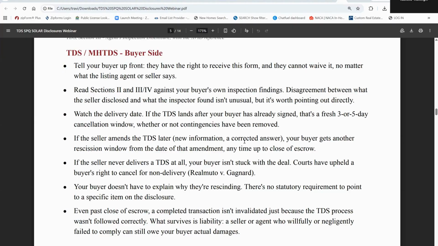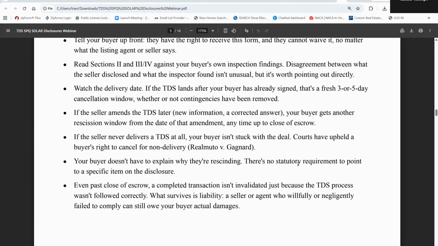If the seller amends the TDS later with new information or a corrected answer, your buyer gets another rescission window from the date of that amendment, anytime up to close of escrow. If the seller never delivers a TDS at all, your buyer isn't stuck with the deal. Courts have upheld the buyer's right to cancel for non-delivery.